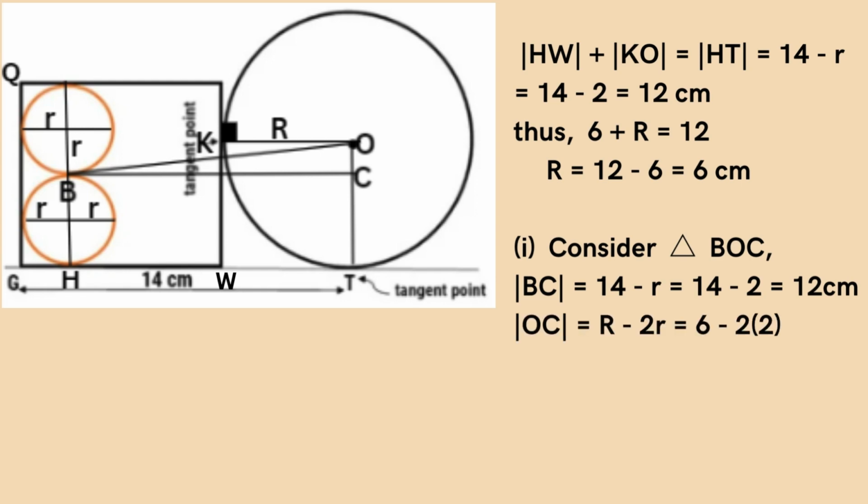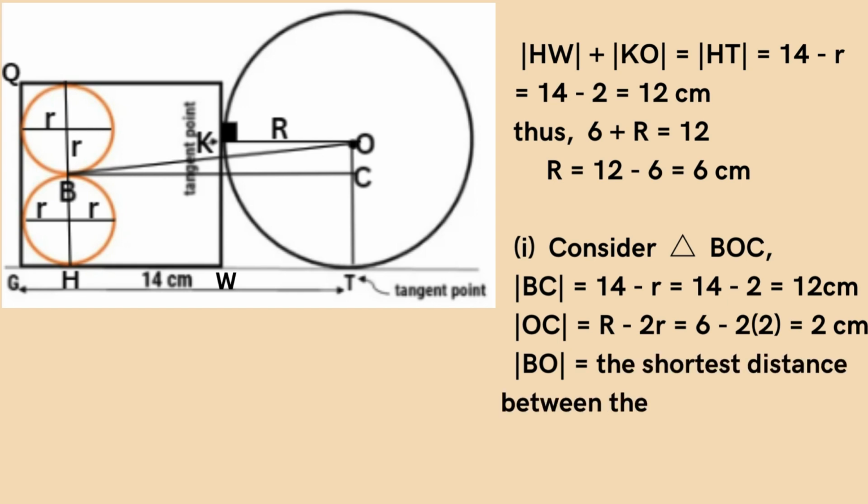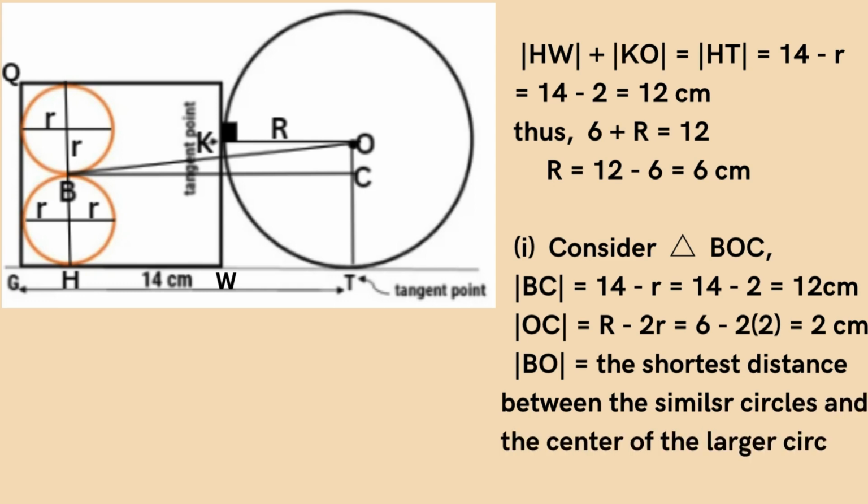For question 1, consider triangle BOC. BC equals the difference between 14 and 2, which equals 12 centimeters. BO equals the shortest distance between the congruent circles and the center of the larger circle.